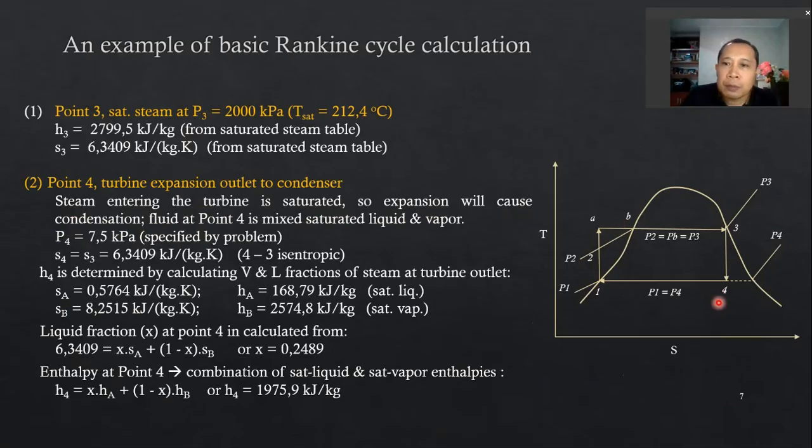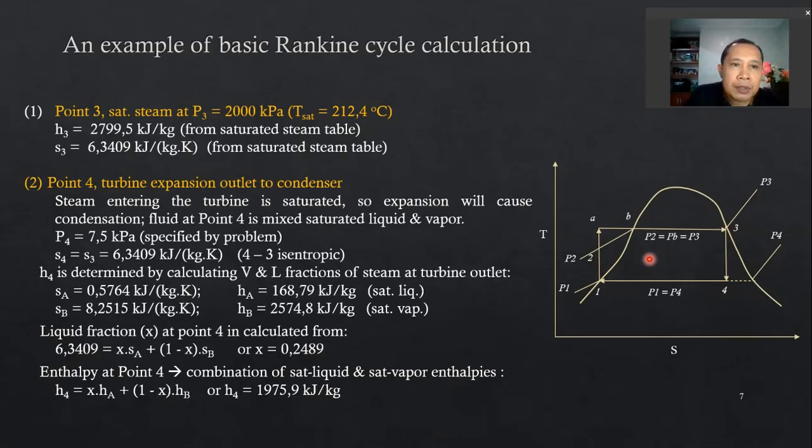Number one, we start from point 3. We know the steam at turbine inlet condition is saturated at 2000 kilopascals, so you can easily determine the saturation point. You can read all of these off from the steam table: saturated temperature, specific enthalpy, and specific entropy at point number 3. So all you have to do is open up your saturated steam table and read off these quantities. No problem there.